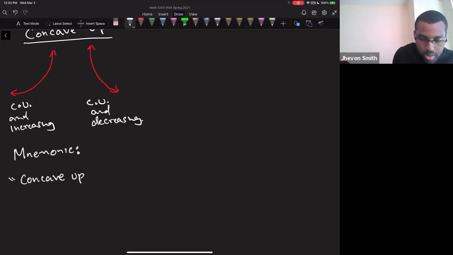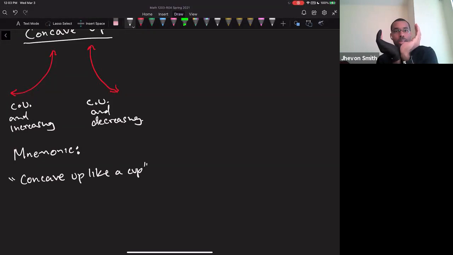You say concave up like a cup. It's shaped like this. You can hold something in it. It's like a smiley face. You're concave up, your second derivative is positive. You're positive, you're feeling happy, you smile. Concave up like a cup. That's what it's about. It's about the shape, right?